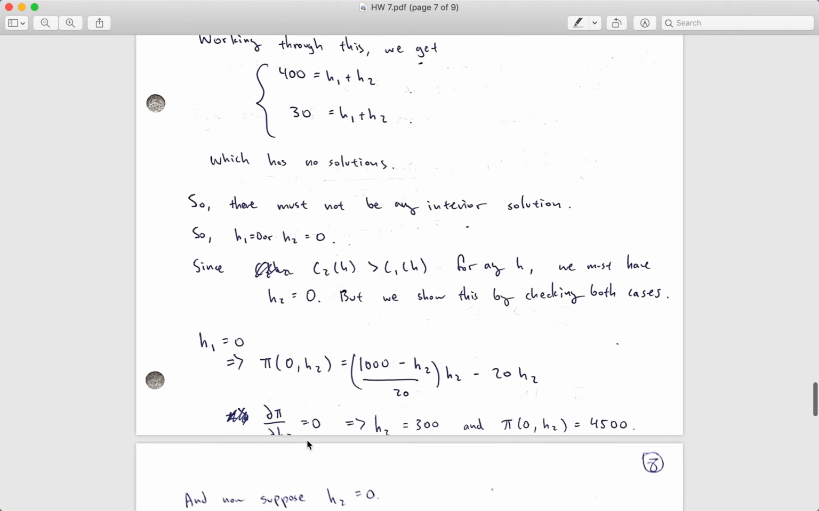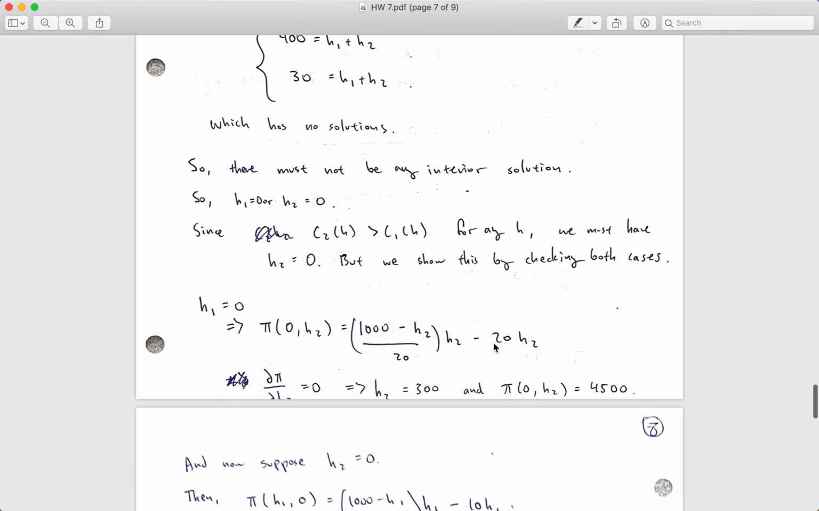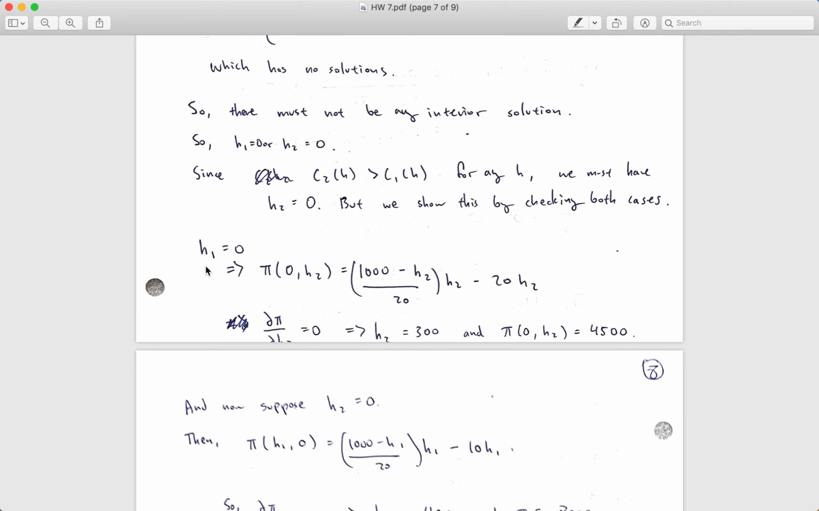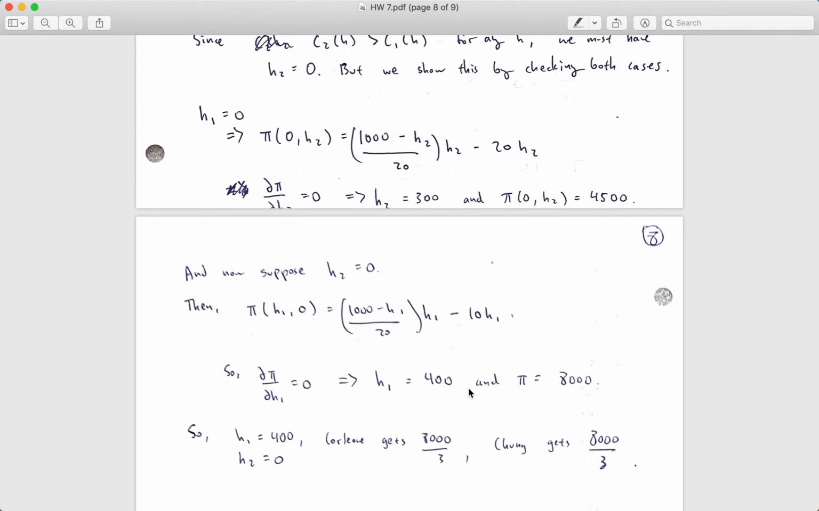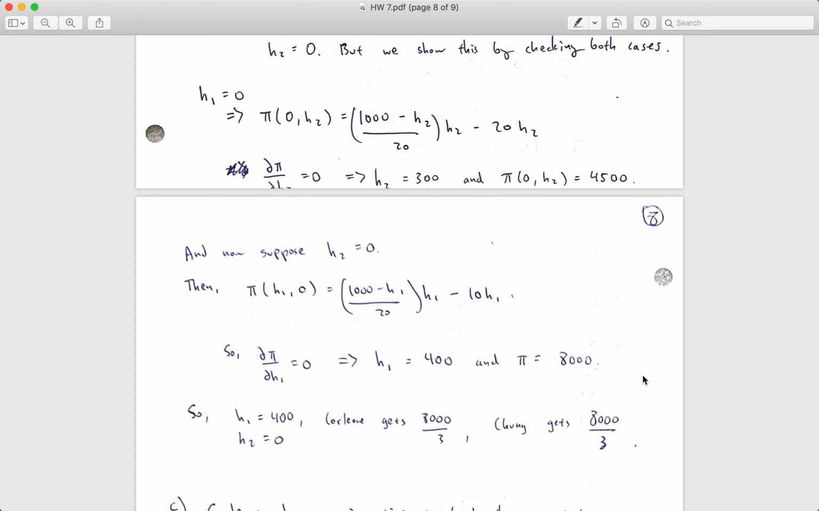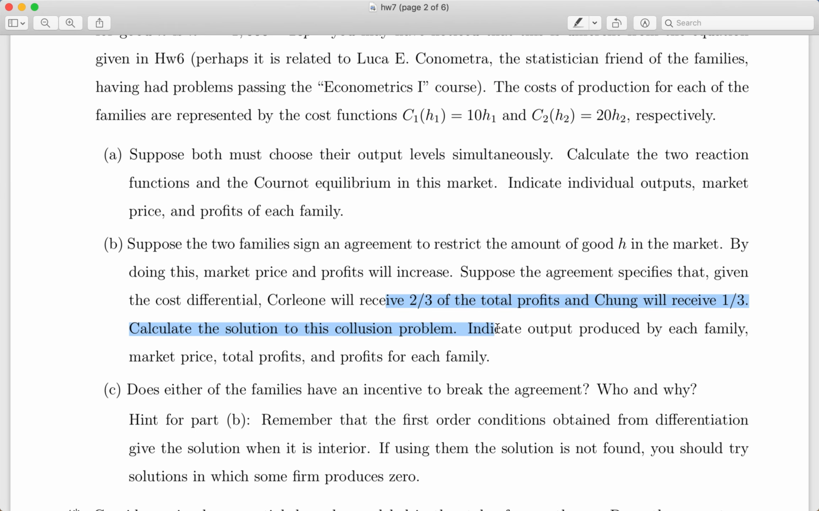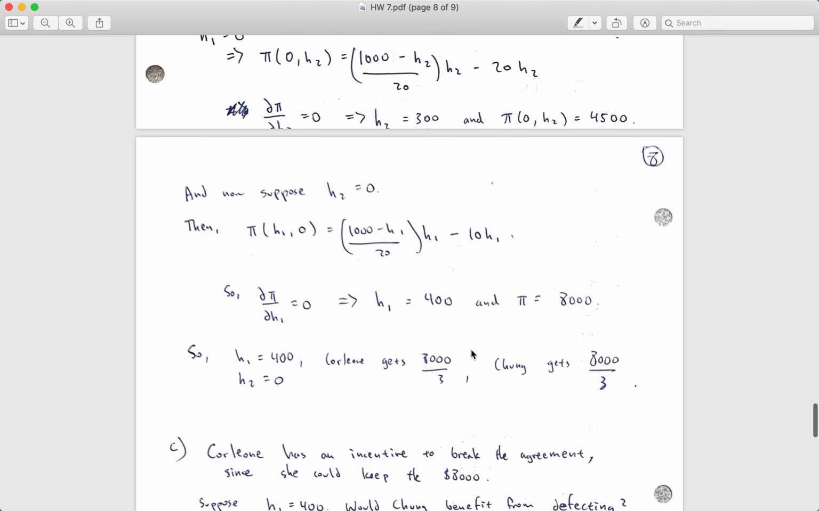The way to actually show this is to check each case explicitly. So we set h1 equal to 0, and we do the profit maximization thing, and we get that the profit is 4,500. Now we suppose that h2 equals 0, we do the profit maximization thing, and we get 8,000. Of course, 8,000 is greater than 4,500, and so that's going to be the outcome. And the problem also stipulates that there's a 2/3, 1/3 split, and so that's going to be how much they get.